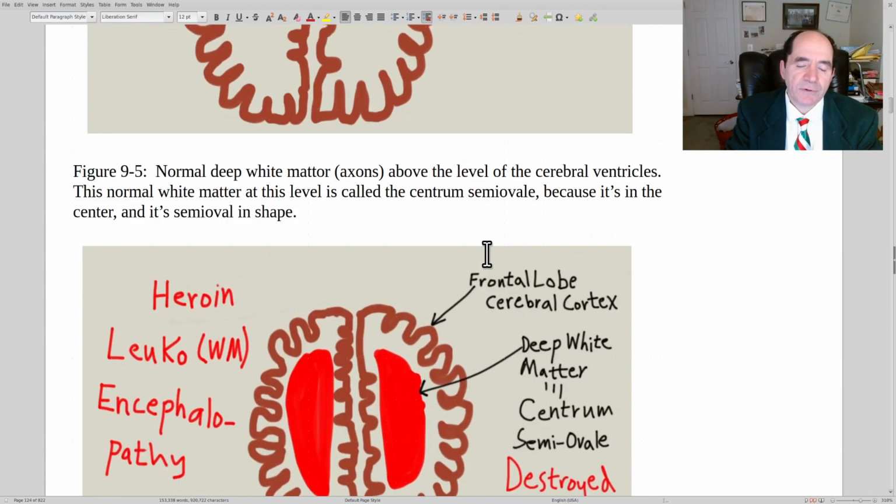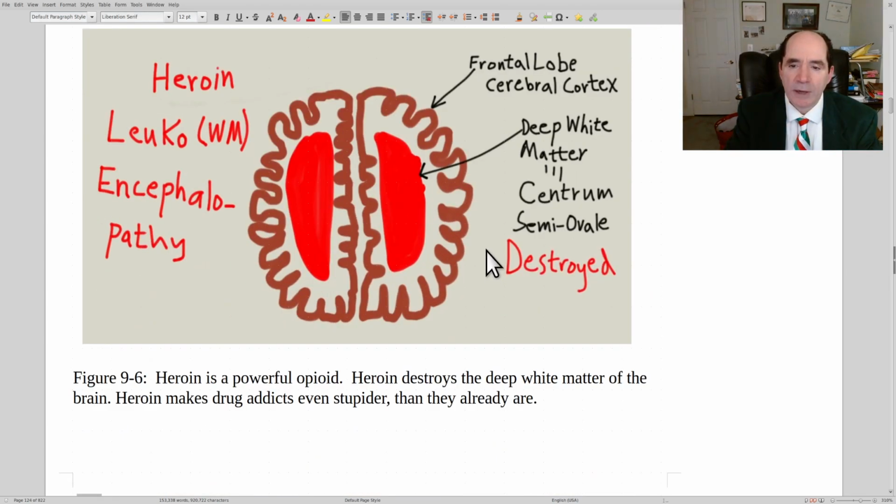And again, the reason for caring about the name of these locations is just this is where most disease happens, so you can precisely describe it. Heroin addicts will sometimes get something called a leukoencephalopathy. Leuko means white, like white matter. Encephalopathy just means brain disease. Okay, so they'll destroy their deep white matter.